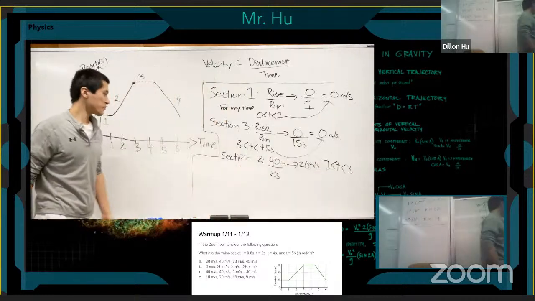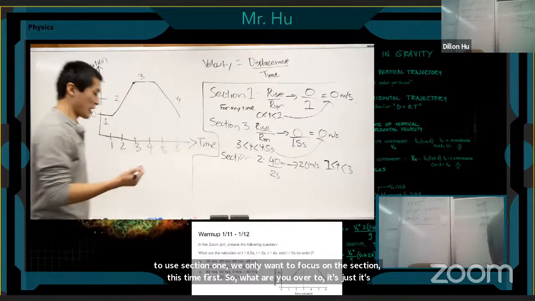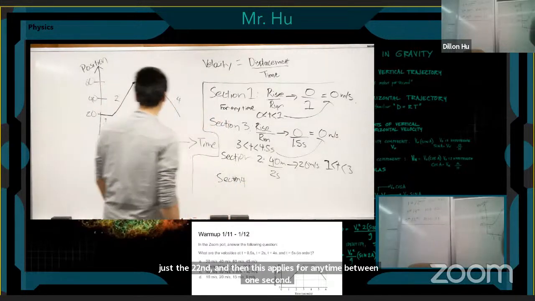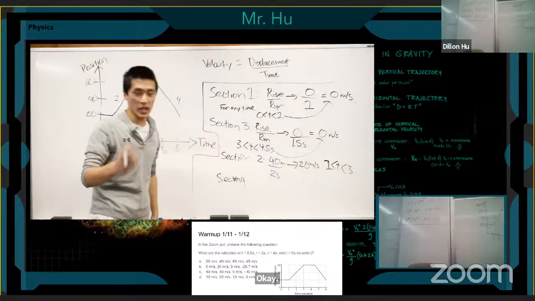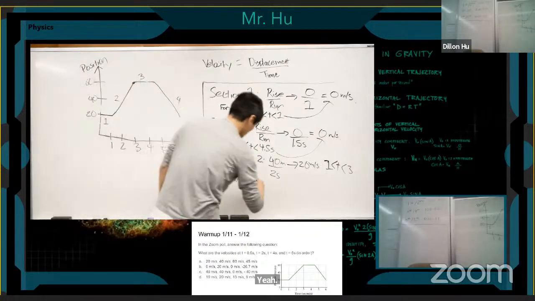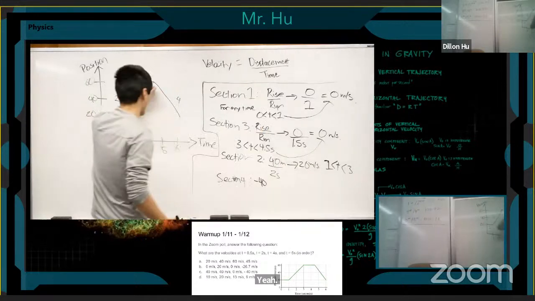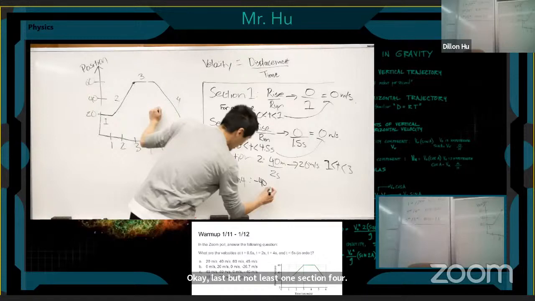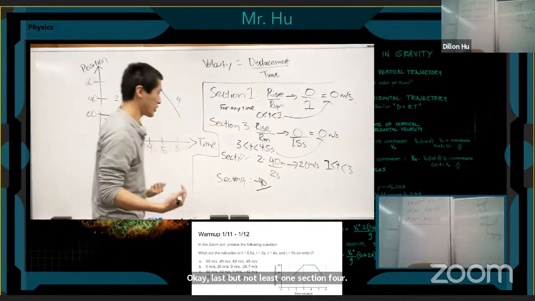Okay. Last but not least, let's go to section 4. So in section 4, we start at 60 and we end at 20, which means our position changed. Our displacement was negative 40, not positive 40, negative 40. We know this because we're going backwards. Our position is decreasing. Very, very important: being able to recognize that as you're going backwards, your position is decreasing by 40.